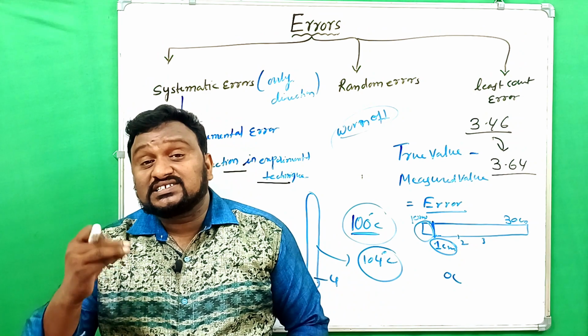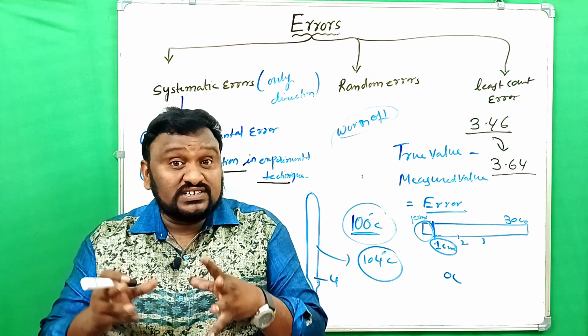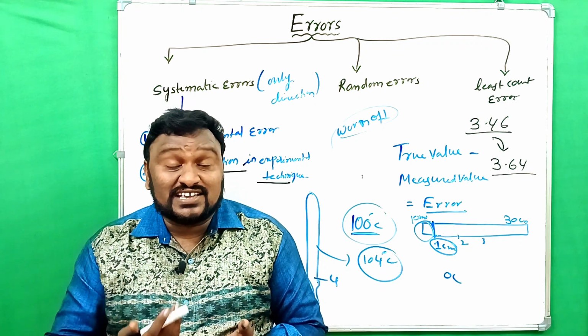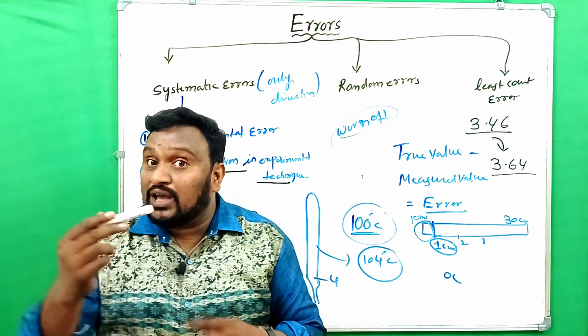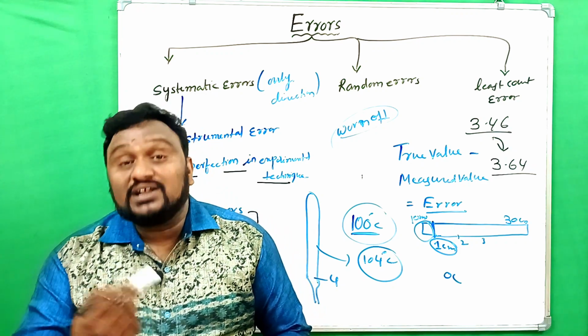Up to now we discussed the systematic errors. Clear? Here the question is how systematic errors can be eliminated while we are doing some experiments. How? The solution is here.